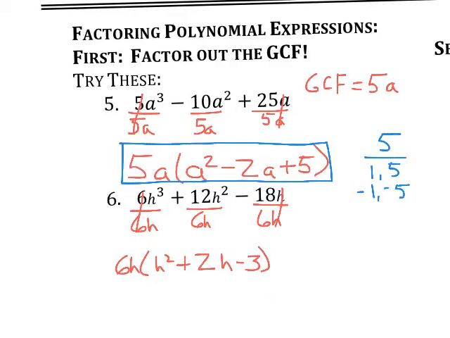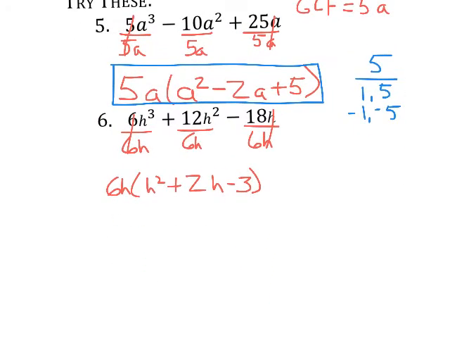And then I check, can I factor any more? So I bring my negative 3 over here. I say, okay, for negative 3, I can do negative 1 and 3, or 1 and negative 3. Those are the only factors I have. And I want to add to my b value in the middle here. So that b value is 2. So the pair that adds to positive 2 would be negative 1 and 3.